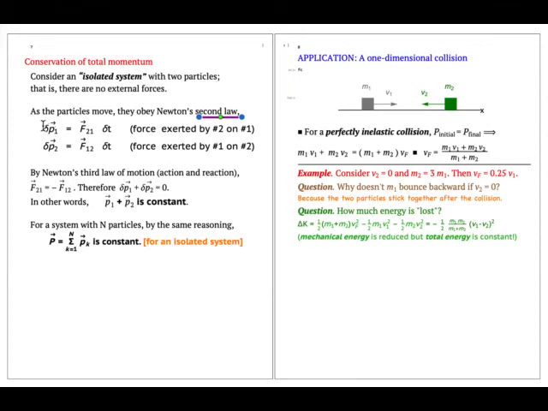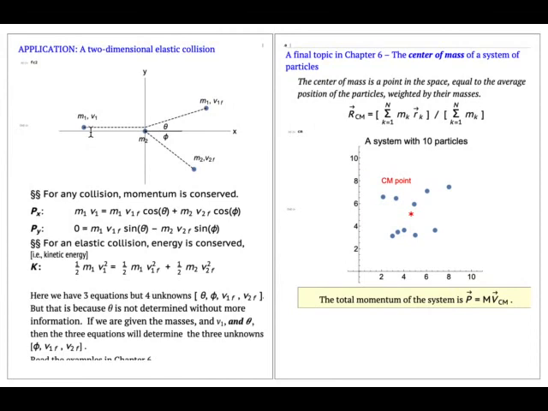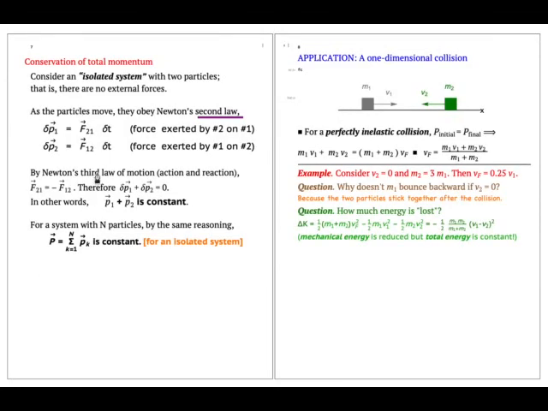Now add delta P1 and delta P2. It's F21 delta T plus F12 delta T, but F21 is minus F12. So that's minus F12 plus F12. That's 0. So delta P1 plus delta P2 is 0. In other words, P1 plus P2 is constant.